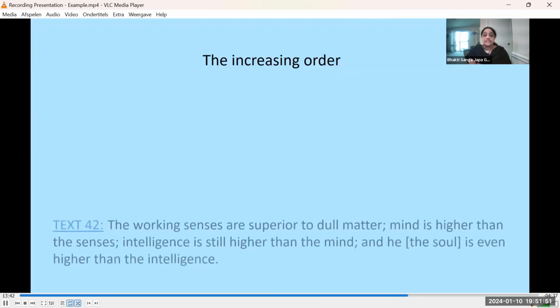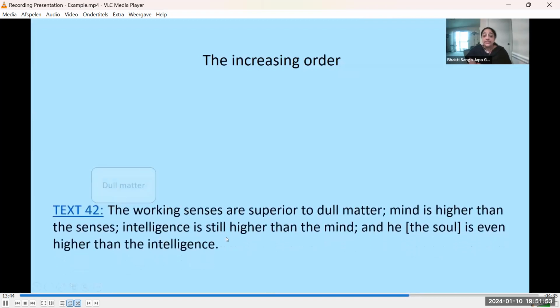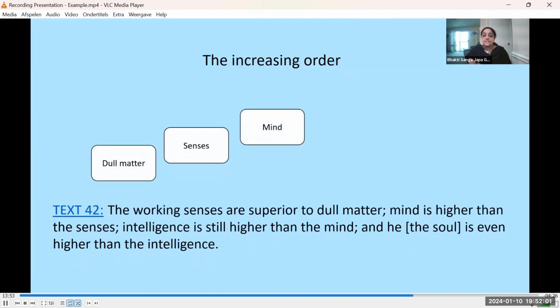Now, Krishna tells us that the working senses are superior to dull matter. Mind is higher than the senses, and intelligence is still higher than the mind. And he, who is the soul, is even higher than the intelligence. So he gives the increasing order.